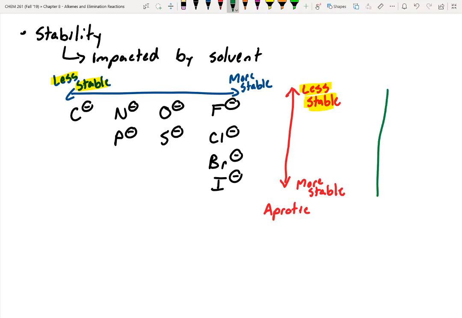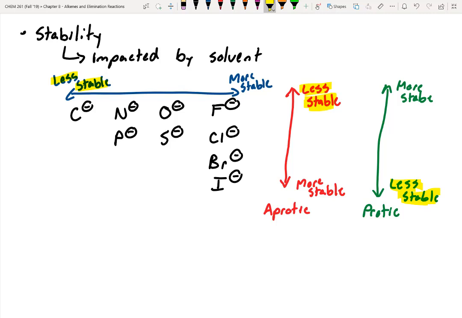All right, let's consider a different solvent, though. What about with protic? What happens to the trend when we switch to protic? It's going to be reversed. So we get less stable as we go down and more stable as we go up. So we can actually impact nucleophilicity by changing the solvent that we're running our system in, right?